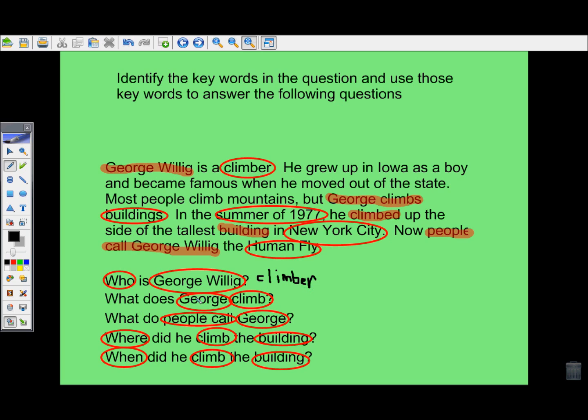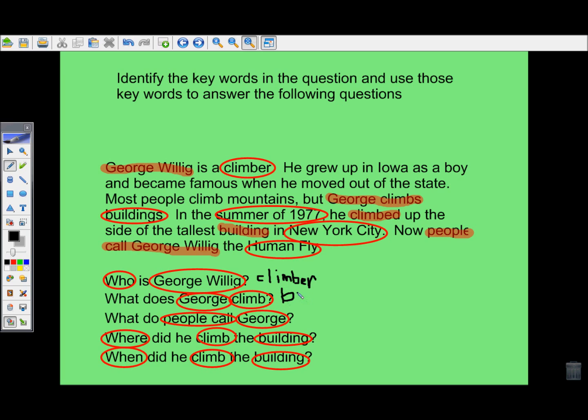Now it says, what does George Willig climb? I kept reading to say he grew up in Iowa as a boy and became famous when he moved out of the state. Most people climb mountains. Now some people would stop there and say, climbing mountains, that's my answer. But notice it didn't say that George climbs mountains. It says most people climb mountains. When I continued, I found out that George climbs buildings. So if you had the word buildings, you would be correct.